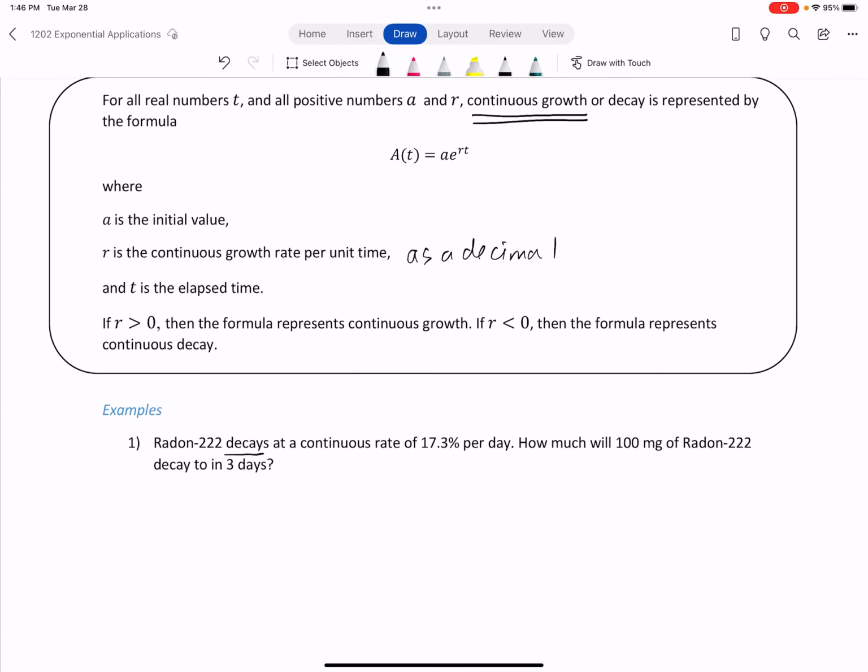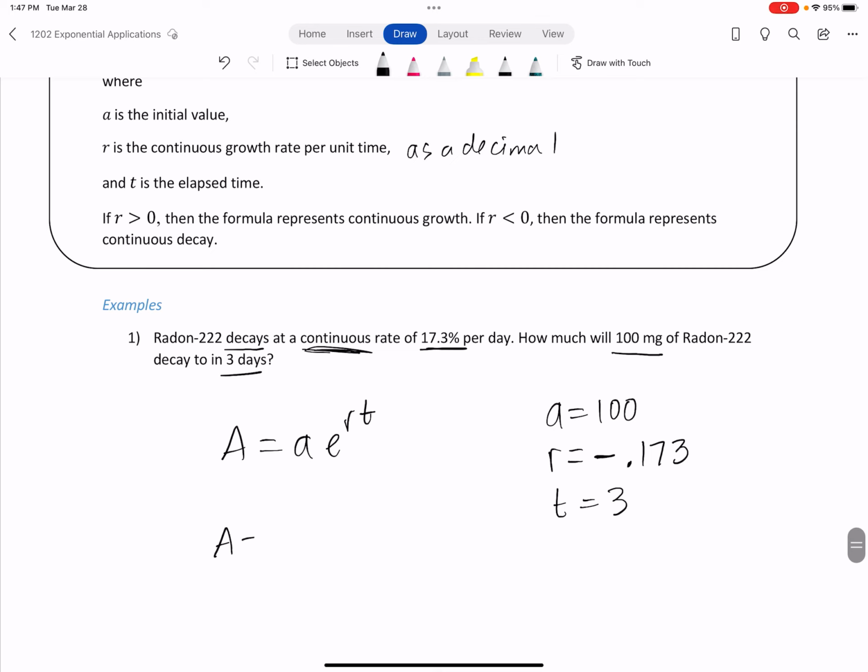Radon decays at a continuous rate of 17.3% per day. How much will 100 milligrams decay to in 3 days? So here's my formula, A, E to the RT. Remember, E is a number. You don't have to fill anything in for that. A is my initial amount, 100 milligrams. R is my rate. This is decaying, so I'm going to use a negative. 17.3% is 0.173 as a decimal. T is my time, 3 days. So I want to put this in my calculator, 100 E to the negative 0.173 times 3.